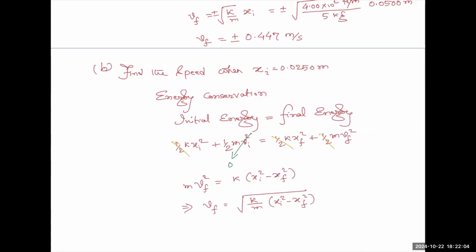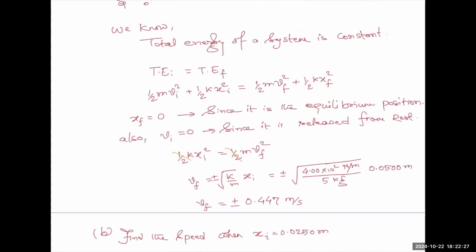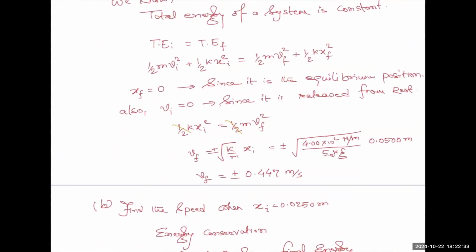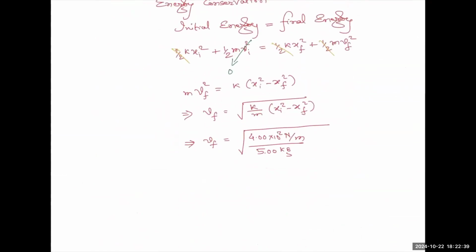Make sense? Again, what did we do? This is mostly solving it algebraically, right? Any problems that you see? Now it is a very clear expression, and you can plug in your values very easily. So my vf is equal to the square root of 4.00 times 10 to the power 2 Newton per meter divided by 5.00 kilogram.